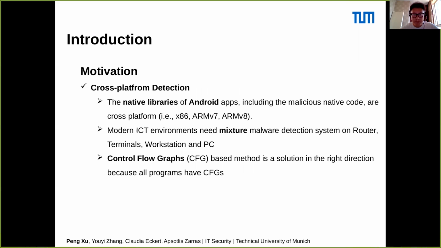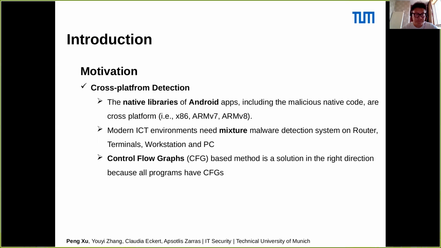Here we show some examples of how we use the cross-platform approach in our application and also the RCT environment. However, no matter which type of platform or operating system we use, on which type of architecture, we can get the control flow graph as the structure information from the program. So that means that if we want to solve the cross-platform malware detection problem, the control flow graph is the right direction.